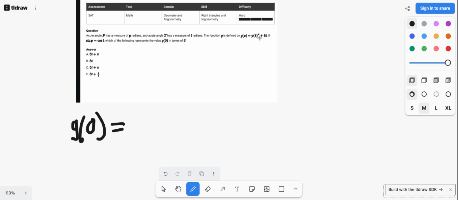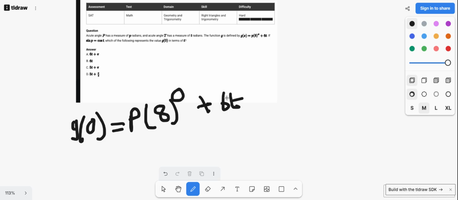So, g of 0 is p times 8 to the power of 0 plus 6t. The reason it's not 0 in place of t is because it only goes for x, not for t. Okay, and 8 to the power of 0 is 1. So p plus 6t. So that's the value of g of 0, but we need it in terms of t.